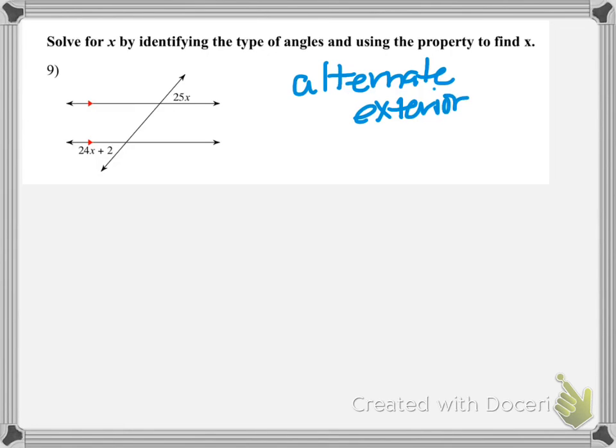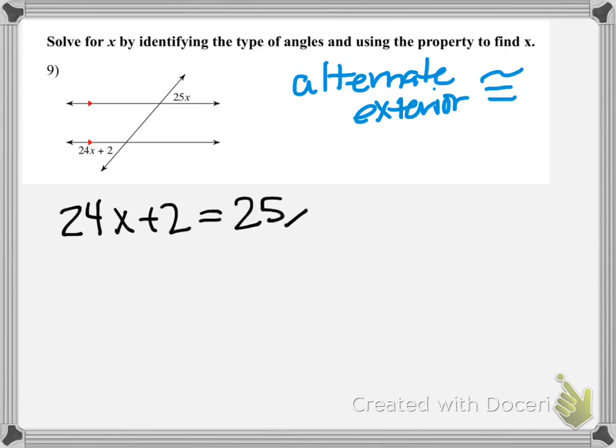So it's really important that you know the difference between your types of angles and their properties, because that's going to help the setup. We know that alternate exterior angles are congruent, and therefore the setup here is that they're going to be equal to each other. So the 24x plus 2 is going to equal the 25x.